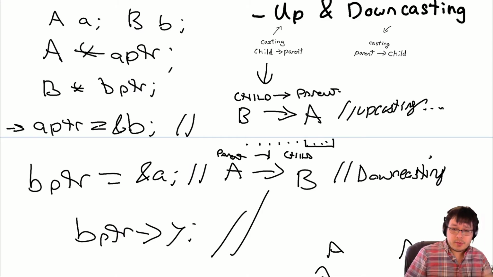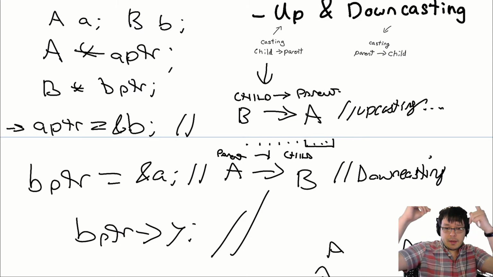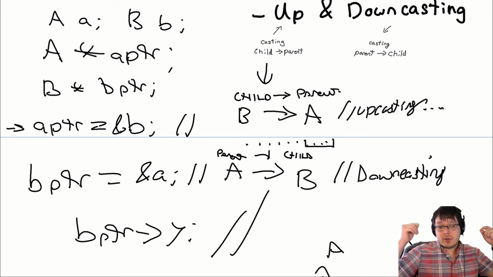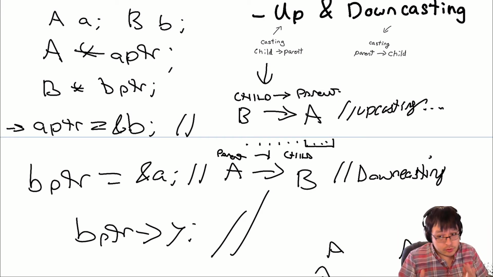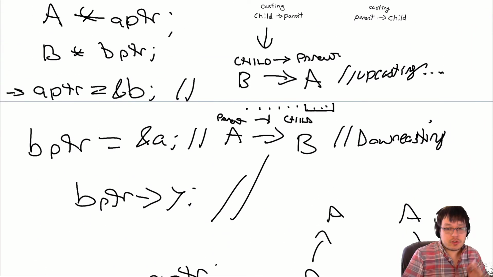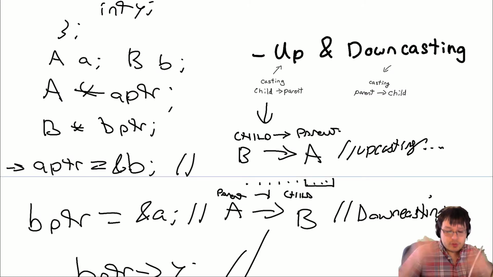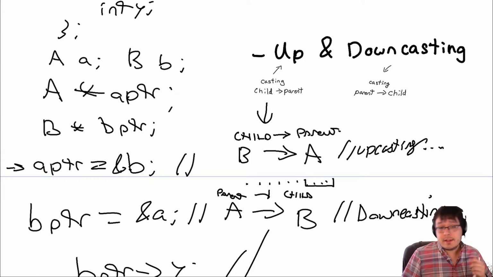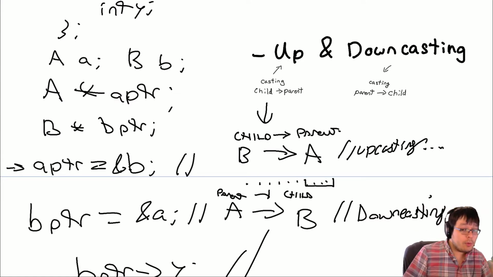Upcasting is when you have a child and you're casting it back up to the parent. Downcasting is when you have a parent and you're casting it down to a child. So in our example, if you have a dog and you're casting it to an animal pointer, that's upcasting. If you have an animal pointer which you want to cast back down to a dog, which hopefully is okay to do, because you know it's a dog, then you should be able to cast it okay. But it's far riskier to downcast than it is to upcast, because upcasting is always okay.